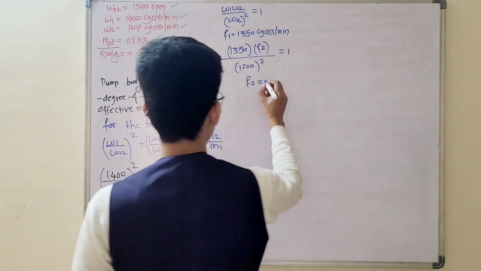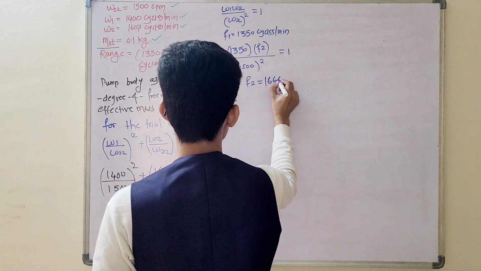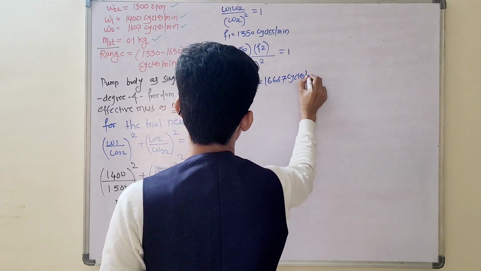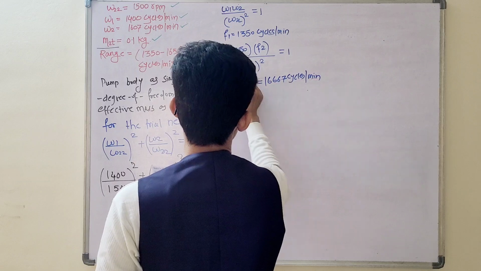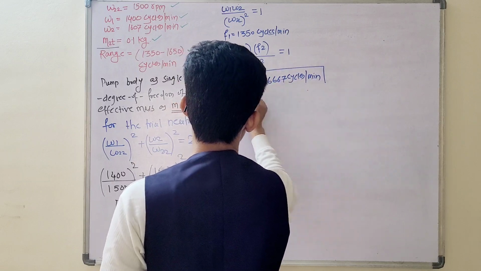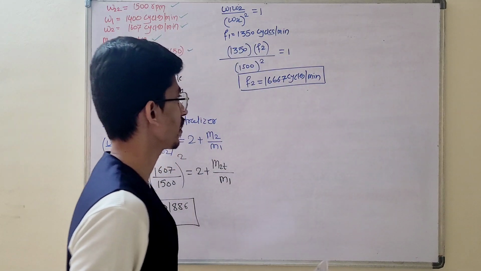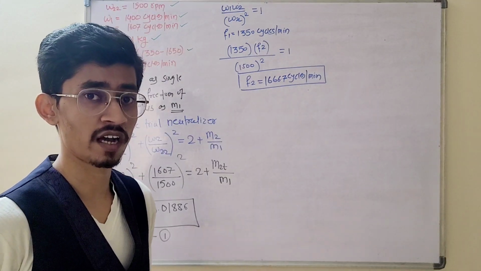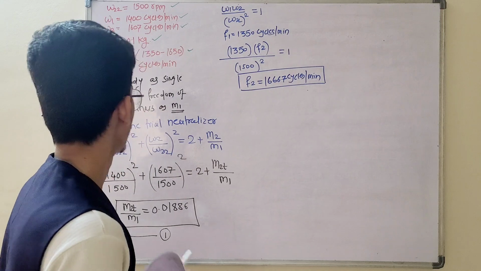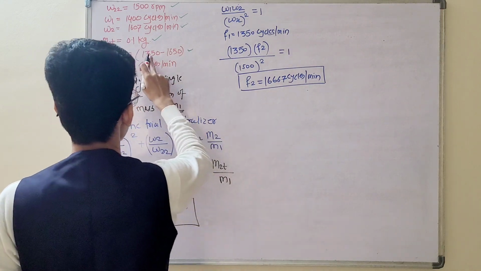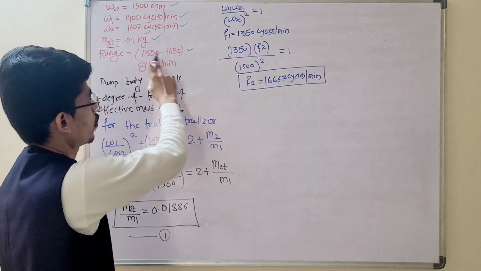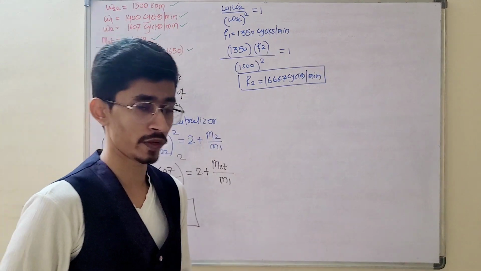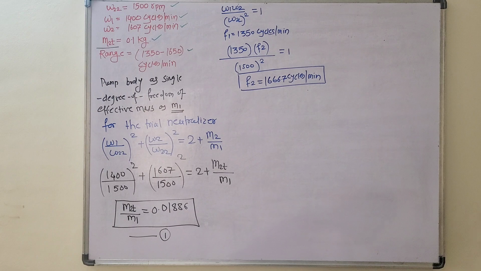So the final frequency comes out to 1666.7 cycles per minute. This is my final frequency, and you can see the frequency obtained here is out of the range. Our range is given as 1350 to 1650, but obviously the frequency obtained is outside the range.